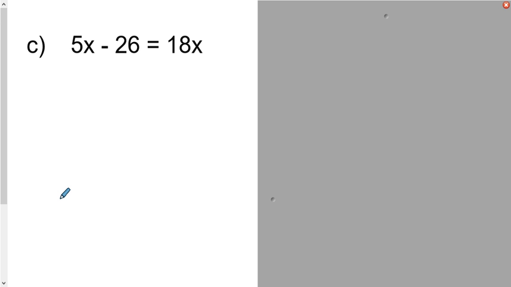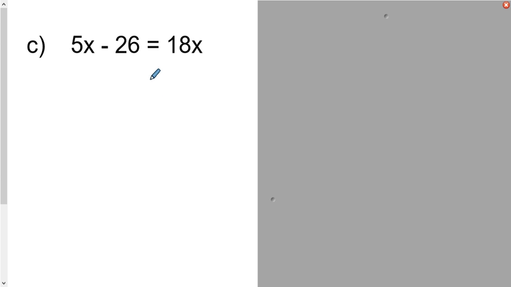How about this one? This one has some more steps. Here's the really tricky bit in this one. All of a sudden, I have an x over here and an x over here. That's going to make things more difficult. So, here's the key to solving this. We need to get all the x's on one side, and we need to get all the regular numbers on the other side. Once you've got all the x's on one side and all the regular numbers on the other side, we can collect our like terms and solve as we normally do.